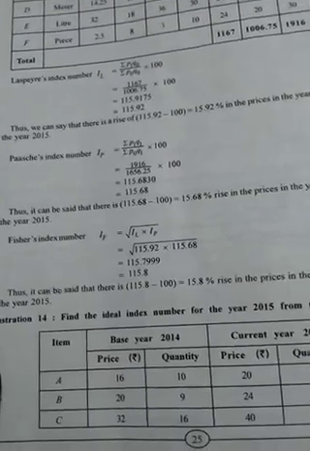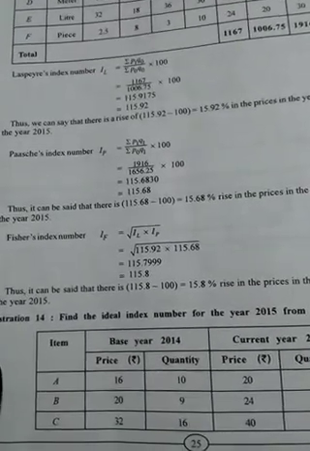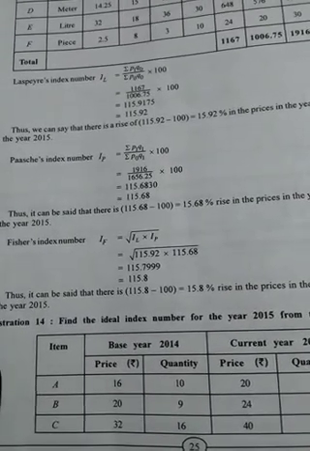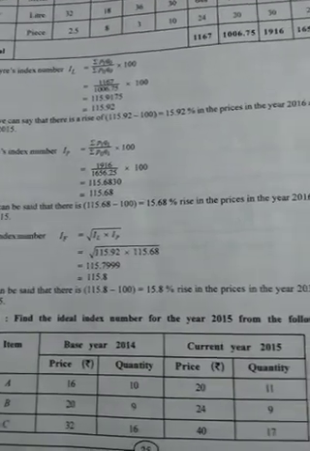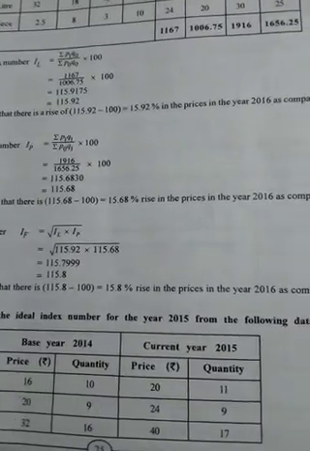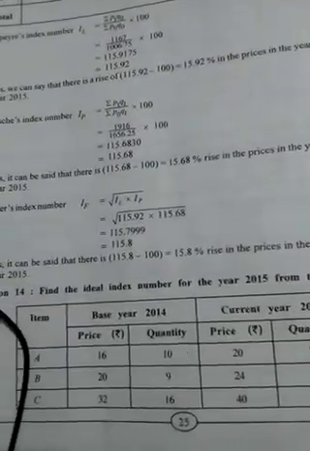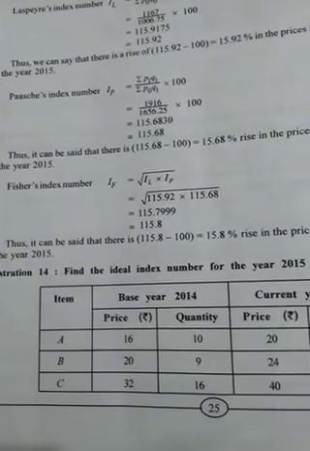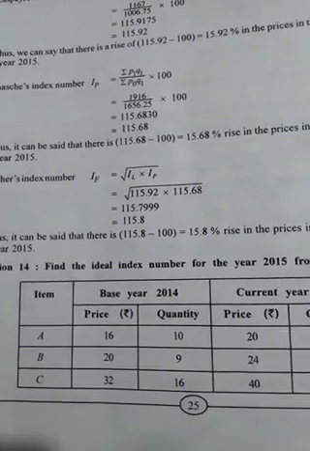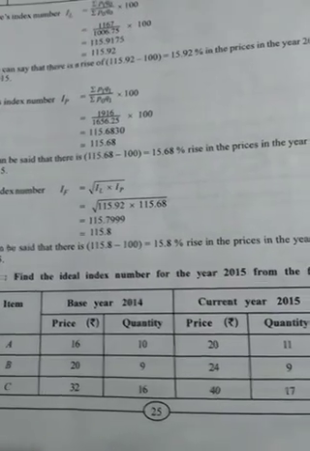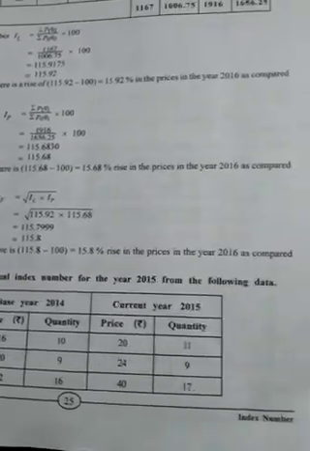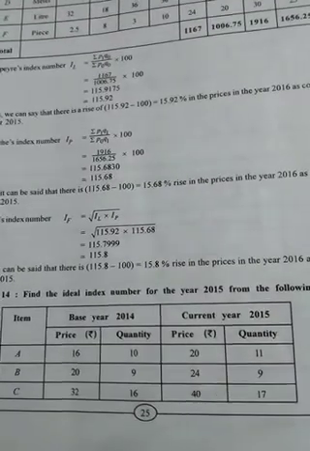Let us go to illustration number 14. Find the ideal index number for the year 2015 from the following data. Here there are three items given: A, B, C. Base year price is given, current year price is also given. And what you are asked to do is find out the ideal index number.